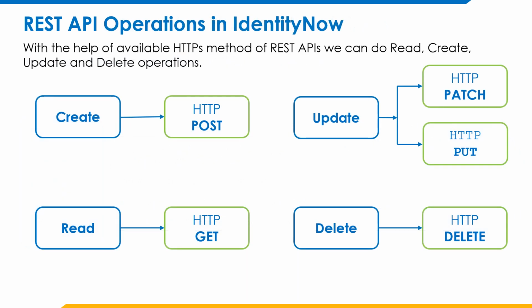In this slide, we will discuss REST API operations in IdentityNow. With the help of REST APIs, we can do read, create, update, and delete operations. We will discuss each operation one by one. First, the POST operation. POST API requests allow appending data to the endpoint. This is a method used to add information within the request body in the server. It is commonly used for passing dedicated information.